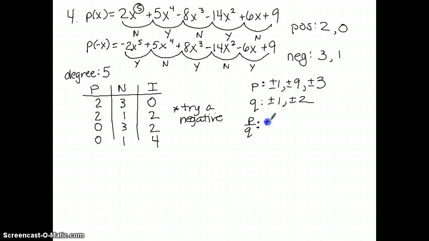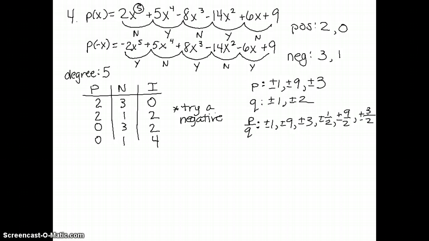So 1 over 1 is 1, 9 over 1 is 9, 3 over 1 is 3. Then we have to put them all over 2. So 1 over 2 is 1/2, 9 over 2, 9 halves, and 3 over 2, 3 halves. So we have 2, 4, 6, 8, 10, 12 roots.